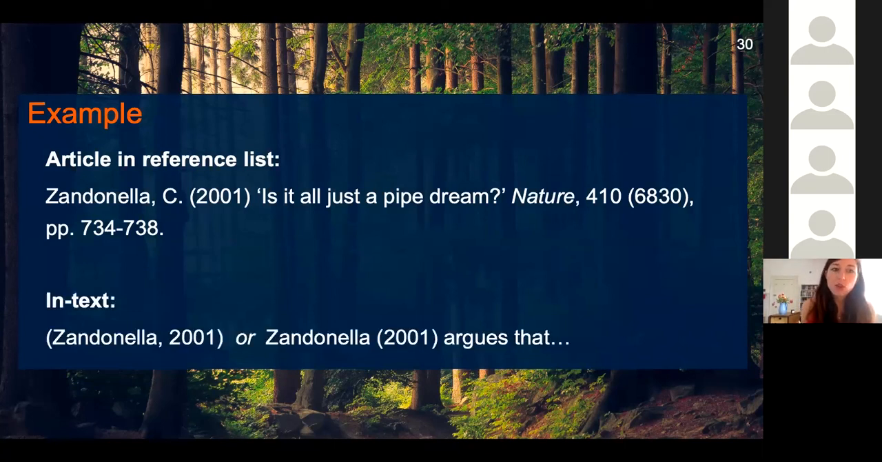In text, you use either the author's surname and year in brackets, or if you're starting the sentence with the author's name, then the author's name with the year in brackets, as I've just mentioned. So that is one example of referencing. It would be different for a book chapter in terms of how you put it in the reference list.